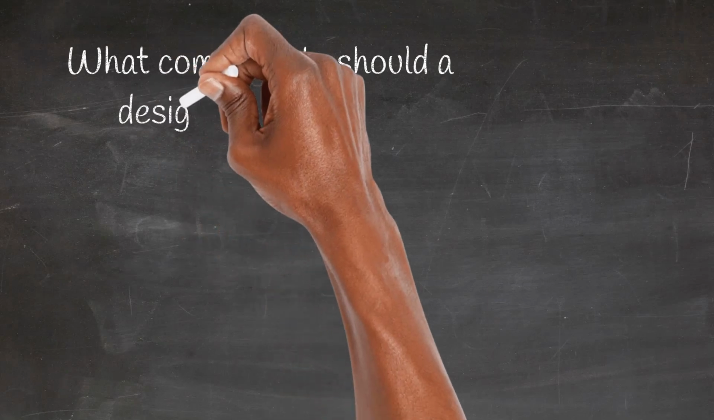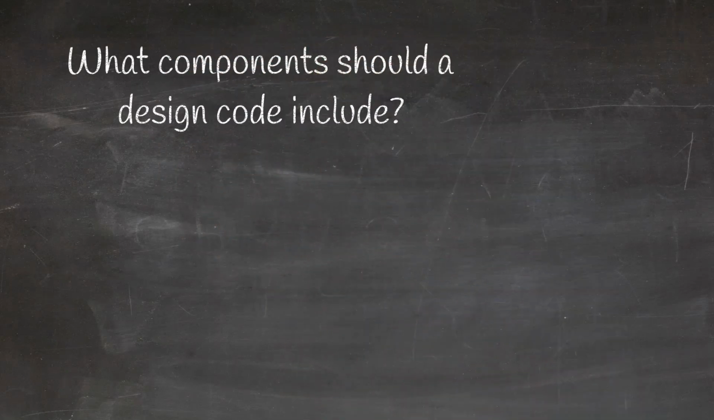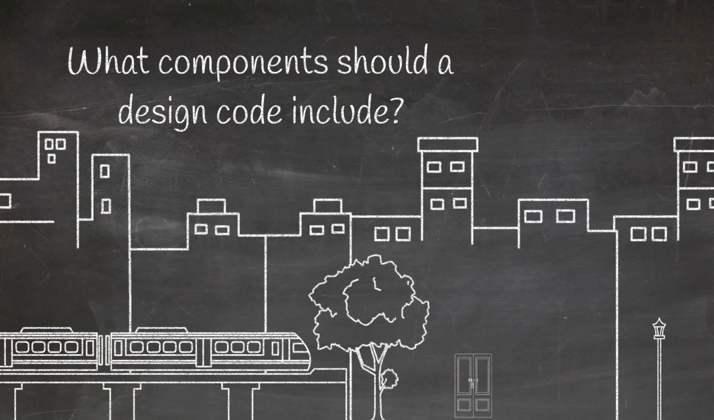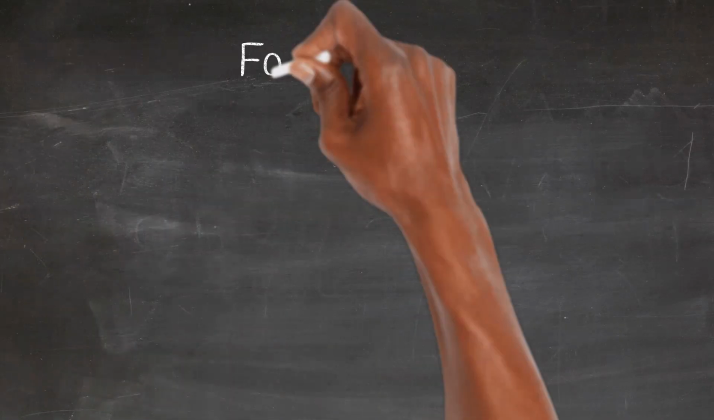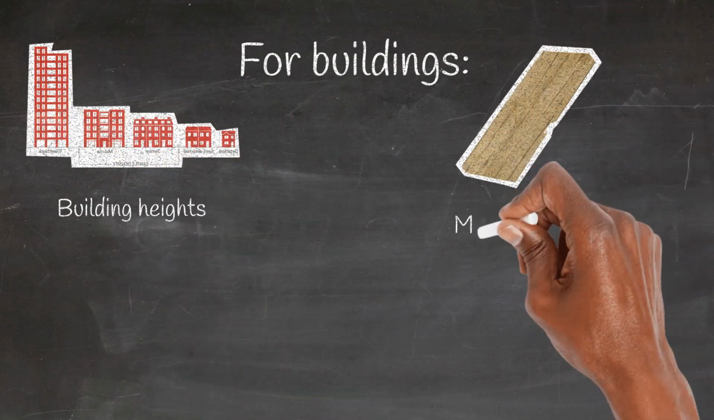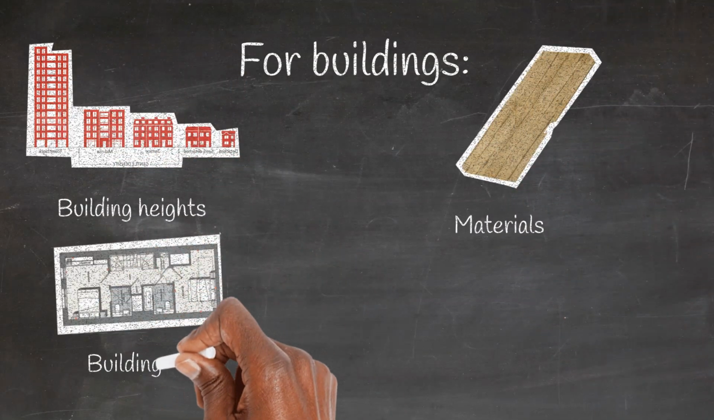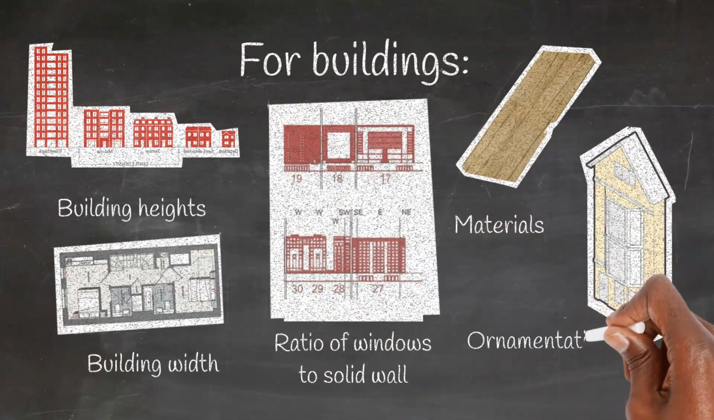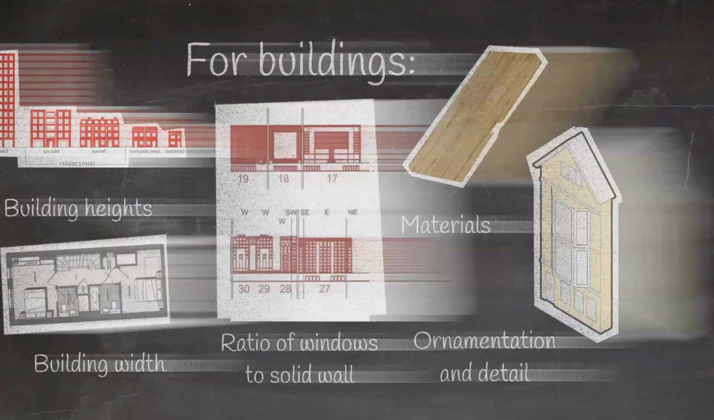So, what components should a design code include? Here are some elements which we recommend for every design code. For buildings, the code should set out building heights, materials, building width, ratio of windows to solid wall, and the level of ornamentation and detail.